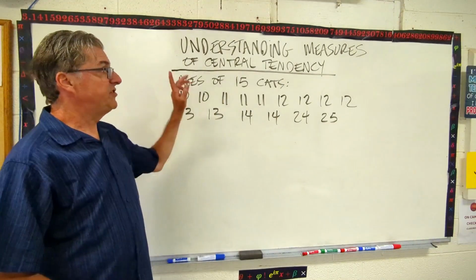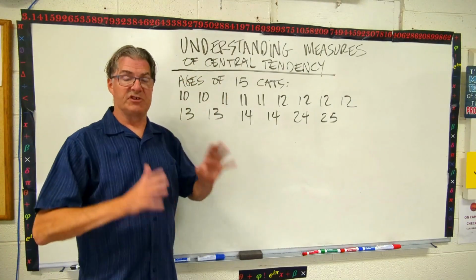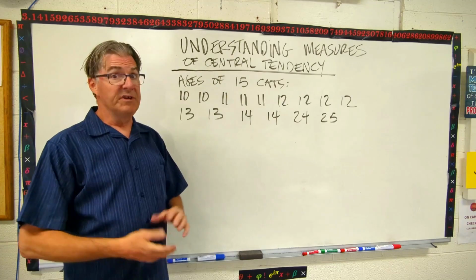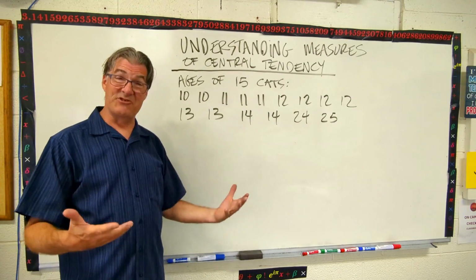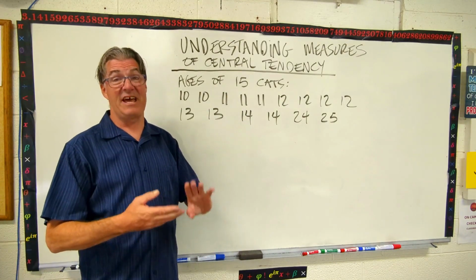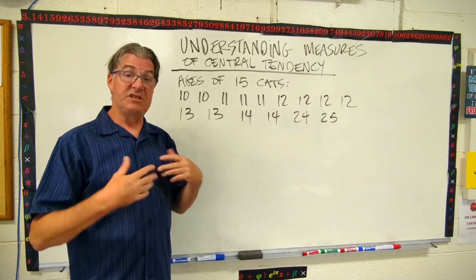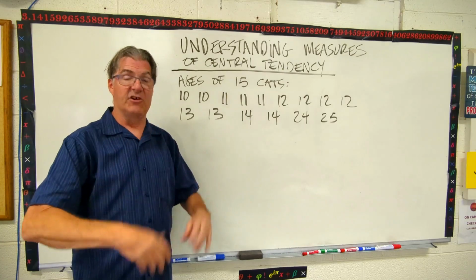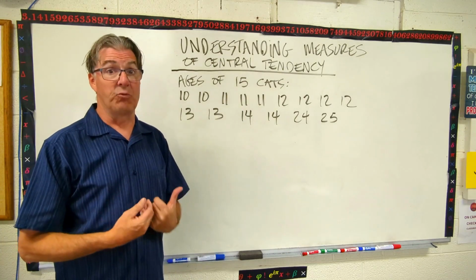Today's topic is understanding the measures of central tendency that we covered in the last lesson. Now, we did have 3 different measures. We had mean, median, and mode. And they tell you different things about the data. And also, when you look at the 3 together, you can talk about that data as well.